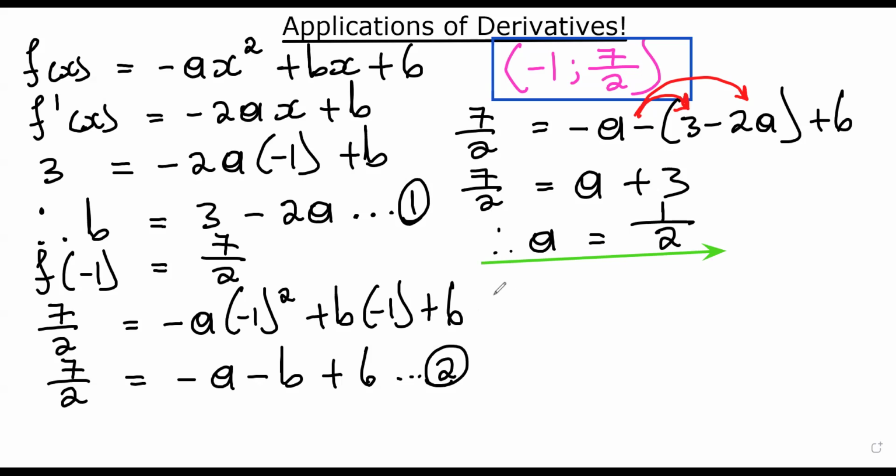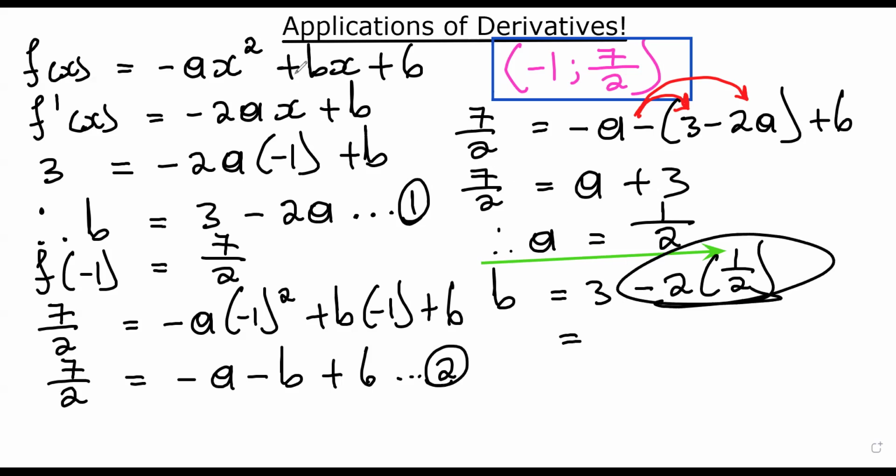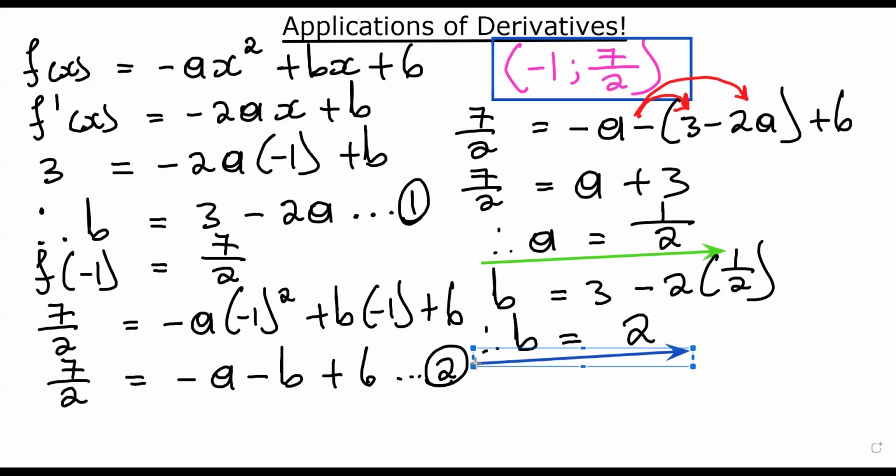Now that we know the value of a is a half, what is the value of b? Well, b is just going to be 3 minus 1, which gives us 2. So those are the values of a and b, such that the above mentioned conditions are satisfied.